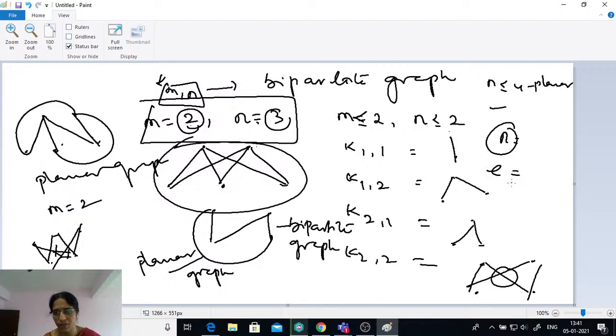Vertices and how many number of edges are there, just you can find, substitute in this formula. So find out whether that graph is planar or non-planar. So find out whether the given graph is planar or not. So this is the easiest way. This is to find whether the given graph is planar graph or non-planar.